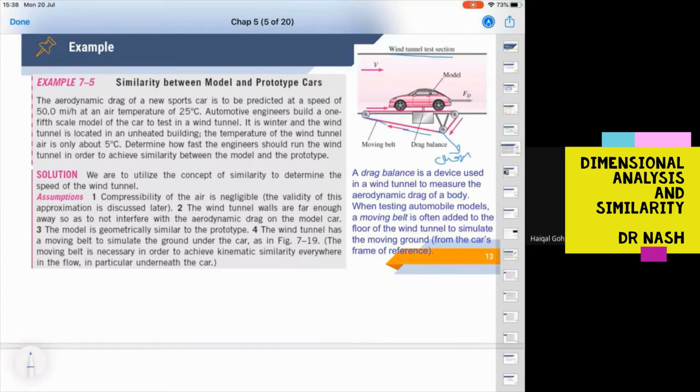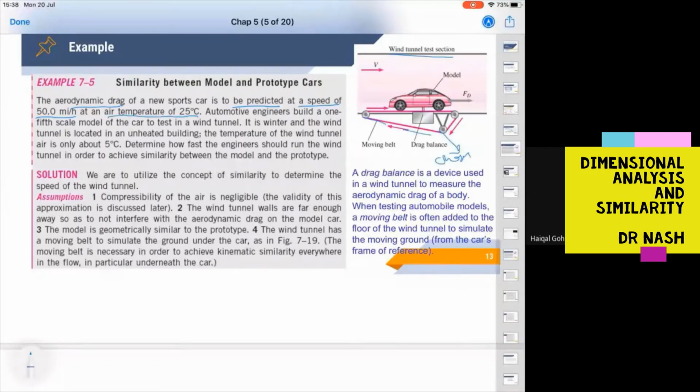Okay, so the aerodynamic drag of a new sports car is to be predicted at the speed of 50 miles per hour at an air temperature of 25 degrees C. Automotive engineer, look, it says aerodynamic drag of a new sports car to be predicted at the speed of 50 miles per hour. This one is not SI unit, but do we have to change it? We look at it later. At an air temperature of 25 degrees C.